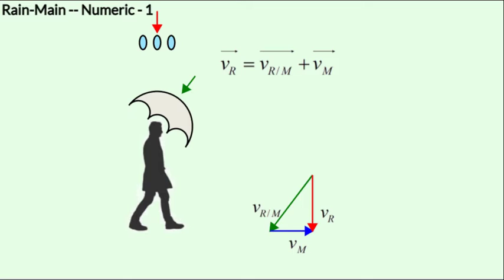The vector VR is the vector sum of VR with respect to M and Vm. So we can also draw the vector VR with respect to M. And that would complete the vector triangle. The direction of VR with respect to M will be such that the addition of VR with respect to M and Vm in vector terms would give us the velocity of the rain with respect to the ground. And we have seen this derivation in the previous lesson.